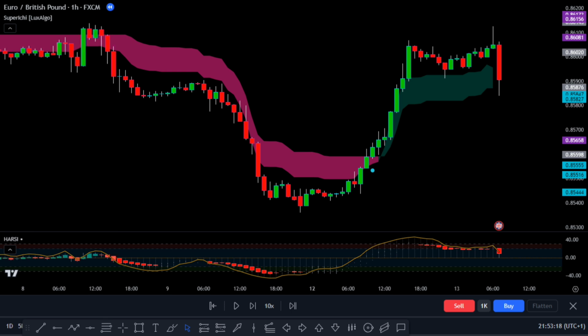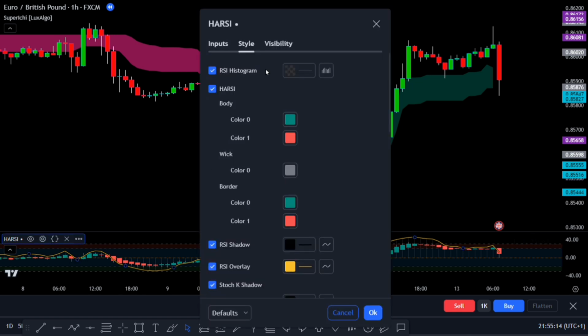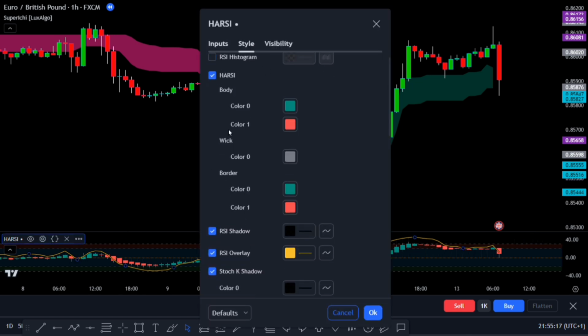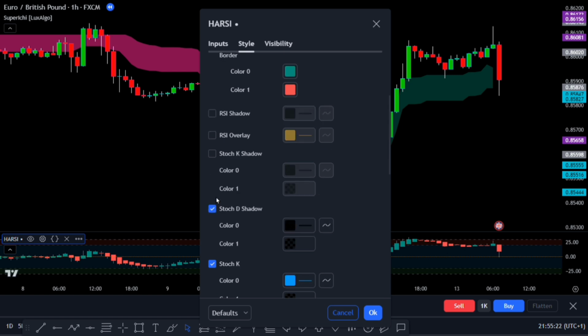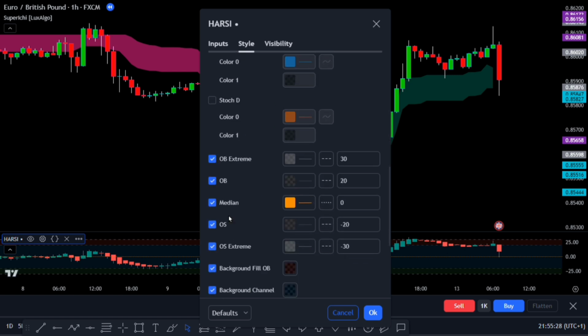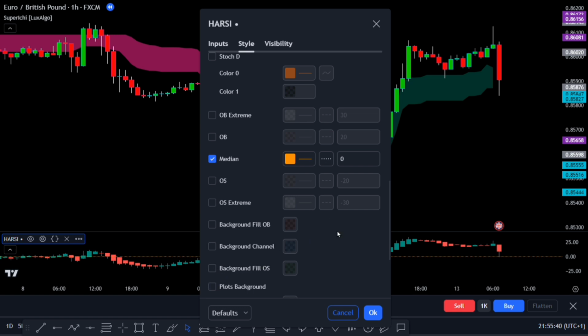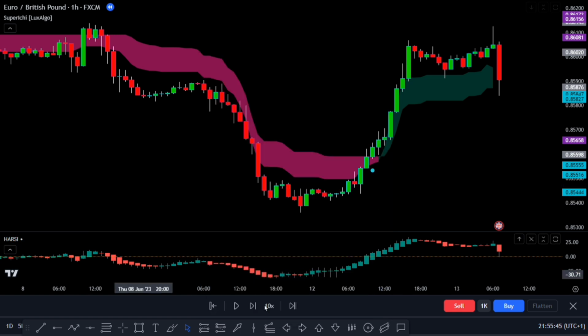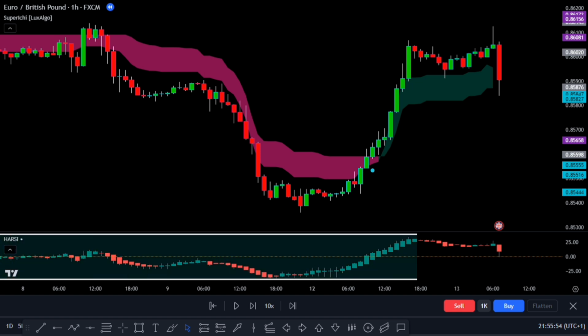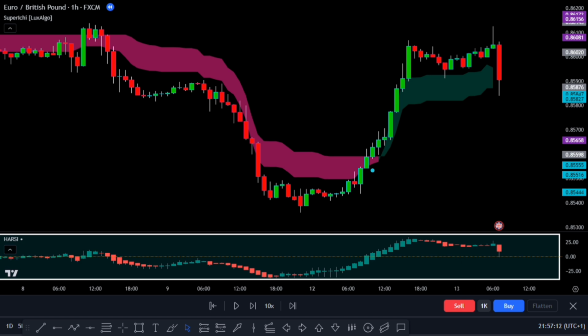To make it easier to understand, let's adjust some settings. In the style options, we'll uncheck a few things like RSI histogram, RSI shadow, RSI overlay, OB and OS options, and any background options. Once we do this, the chart will look much cleaner, and it will be simpler to spot the bullish and bearish candles. So, what does the Heiken Ashi RSI do for our strategy? It's like a helpful filter that lets us avoid some false signals during retracements.